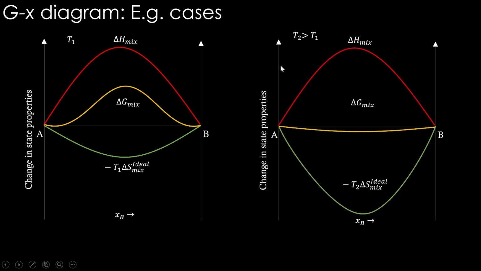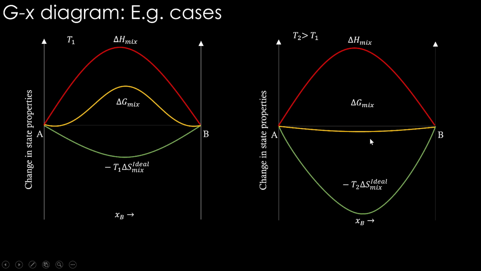Right? If you go to a temperature which is higher than T1, let's say it's quite high, therefore when it is multiplied with this delta S term, minus T2 delta S mix ideal becomes a large negative value like this. When that happens, it can dominate completely over this delta H mix and make the entire delta G negative. You see here delta G actually is on the positive side, at least for a large composition range. Here it is on the negative side, completely convex now.